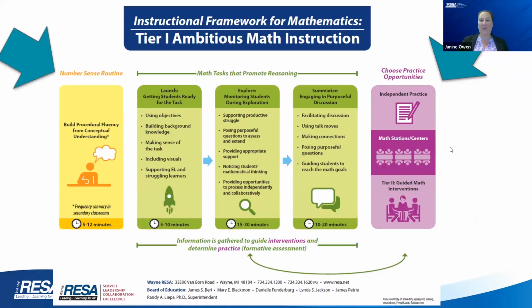All right, so our work today is reflective of our high quality math instruction framework that was developed at Wayne RESA by our math consultants. And so this tier 1 ambitious math instruction has 3 different components, the largest component being the math tasks that promote reasoning, but we're not going to be focusing on that today. So our learning today is focused on the yellow area, which is our number sense routine, which is building procedural fluency from conceptual understanding. And then we're also going to dive a little into choosing practice opportunities that will promote mathematical fluency in our students.